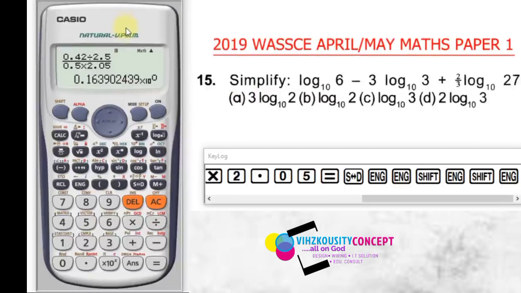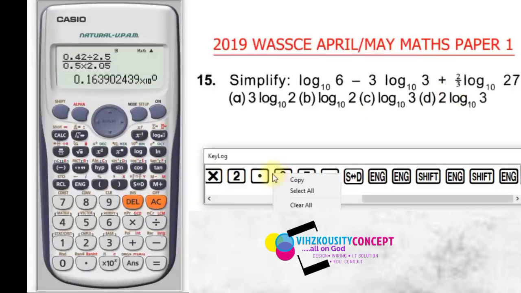Here in question number 15, we are to simplify log to base 10 of 6 minus 3 multiplied by log to base 10 of 3 plus 2 over 3 times log to base 10 of 27. All are expressed in log 10, so we can use the normal log button here on the calculator and try to evaluate what we are going to solve for.